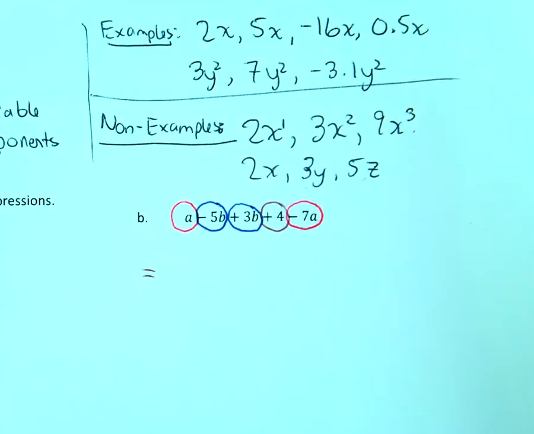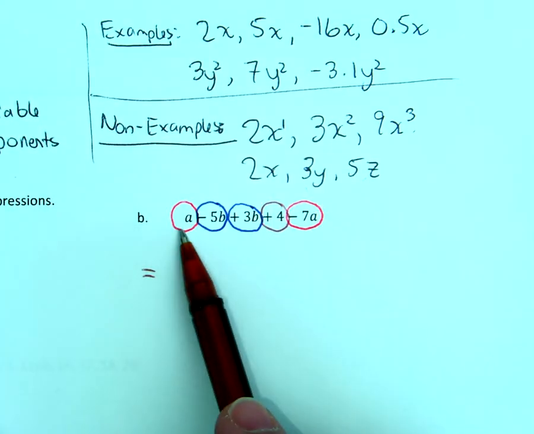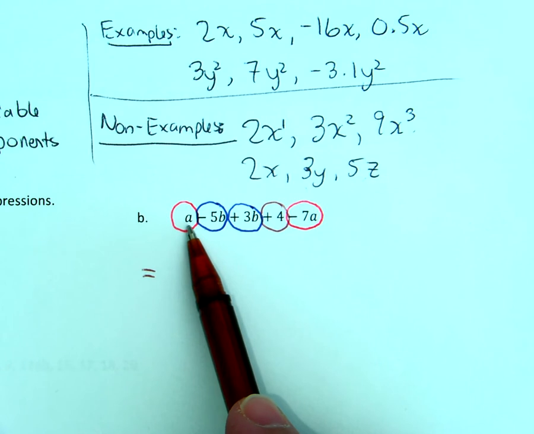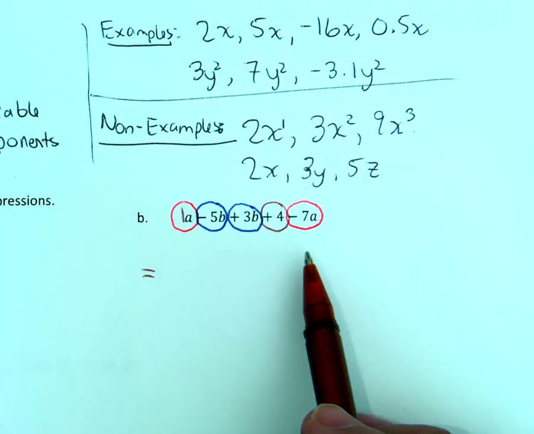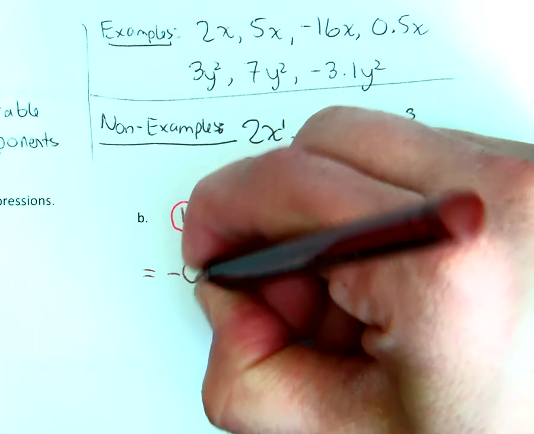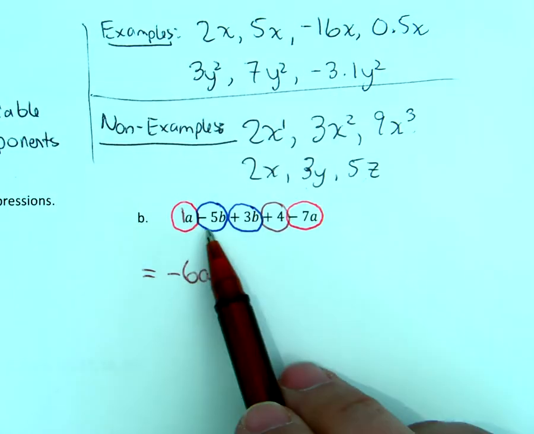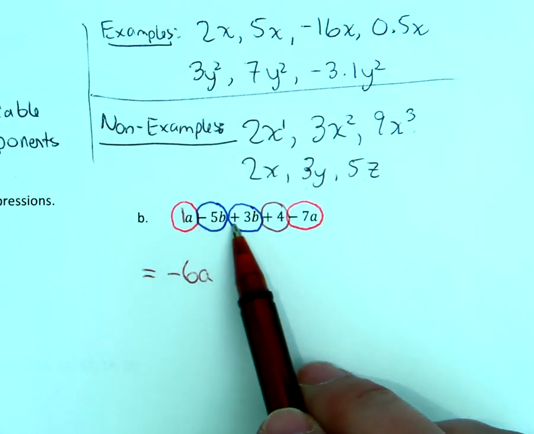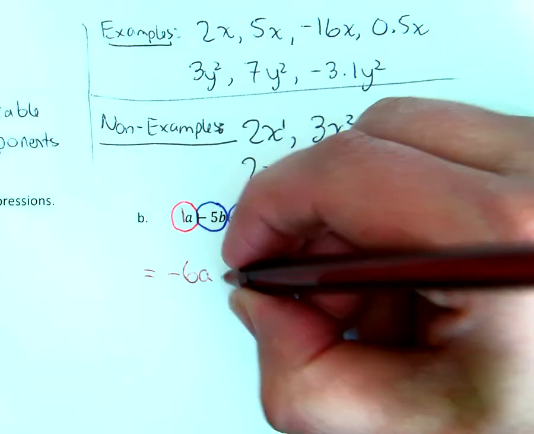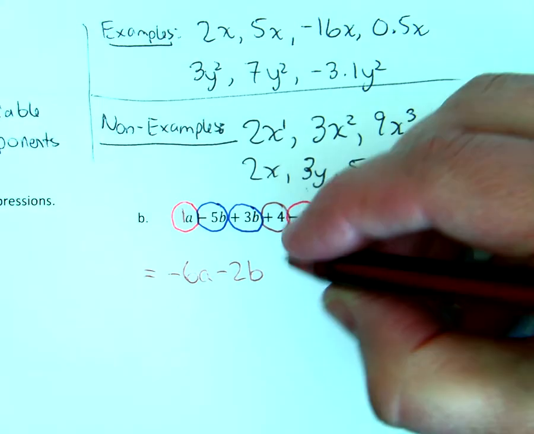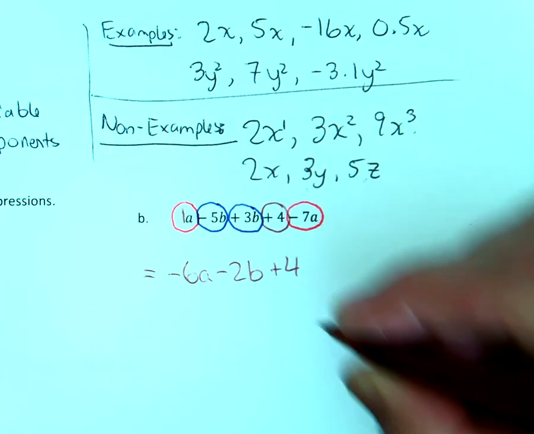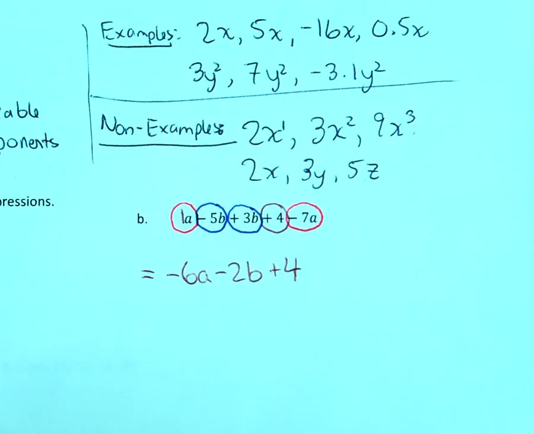So then, when I go to collect like terms, a minus 7a. The number in front of a is 1, so it would be 1a minus 7a, which would be negative 6a. The b's, I've got negative 5b plus 3b, so that gives me negative 2b. And then there's nothing like the 4, so it's just going to be written 4, plus nothing is just positive 4. So that would be my answer.